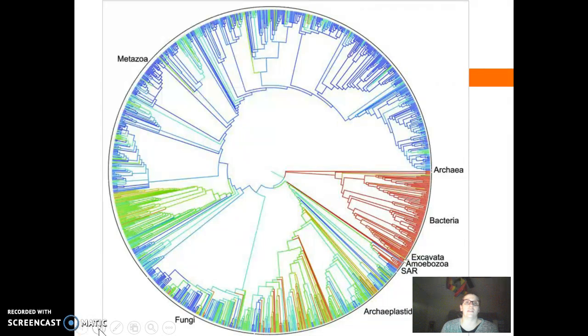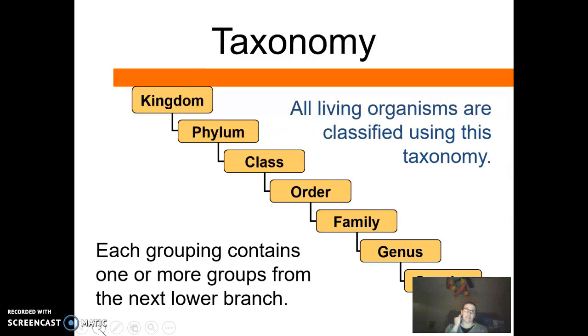So the classification system is a much better way to get at the same issue of interrelatedness, but you don't have to look at these crazy cladograms. So when we talk about the taxonomic system, all living things are organized into this system. And basically, it's a series of groups that get smaller as you go. And each group is going to contain one or more groups from the next lower branch.